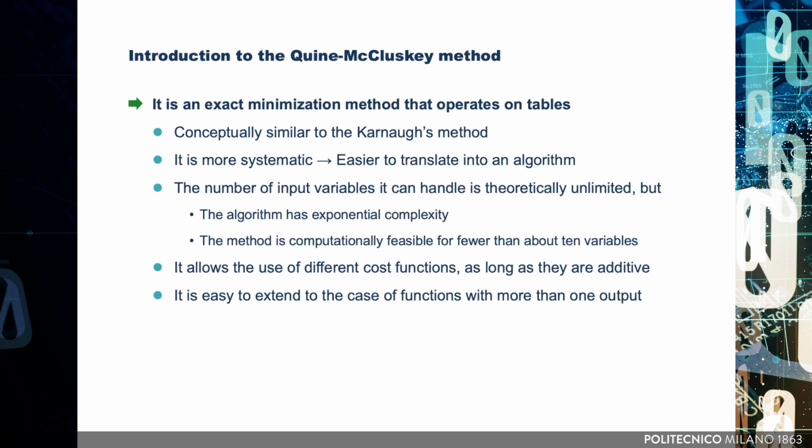In practice, however, since the two algorithms for generating and selecting prime implicants both have exponential complexity, the method is realistically applicable with reasonable execution times for up to 10 variables. Finally, 2 additional advantages of this method compared to the Karnaugh method are: it supports the use of various figures of merit to evaluate the quality of the explored solutions as long as they are additive, whereas Karnaugh's method relies solely on cardinality and secondarily on the number of literals. Moreover, it can be easily extended to the joint synthesis of multiple functions, as we will study in the upcoming lessons.